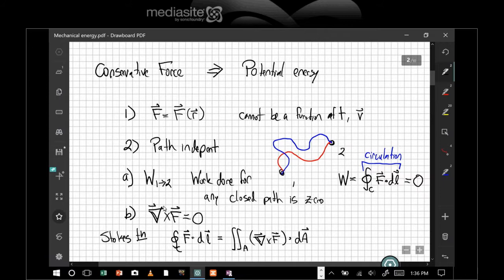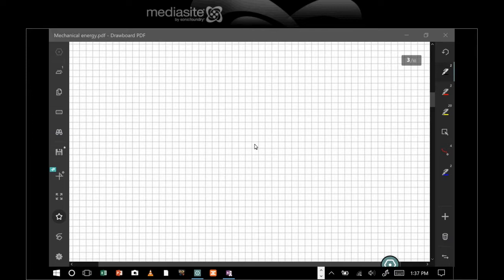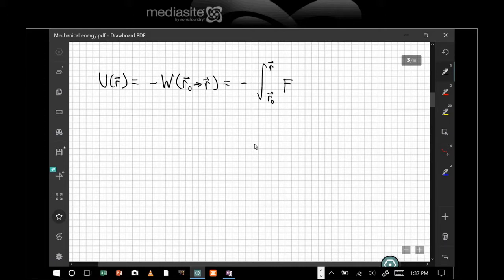Now, since we have a conservative force, we can define a potential associated with it. The way I'm going to define the potential energy is as minus the work done from some reference point to some point in space. That's equal to minus the integral, from the reference point to some point in space, of F(r) dot dr.